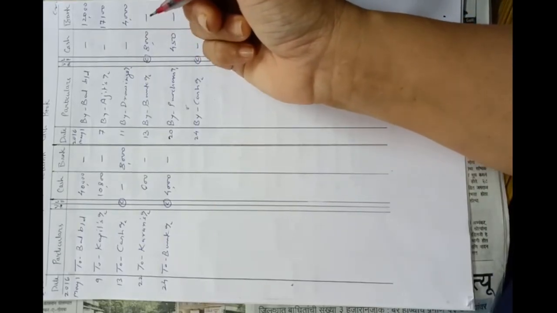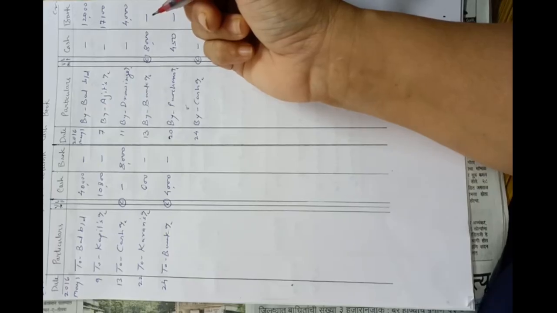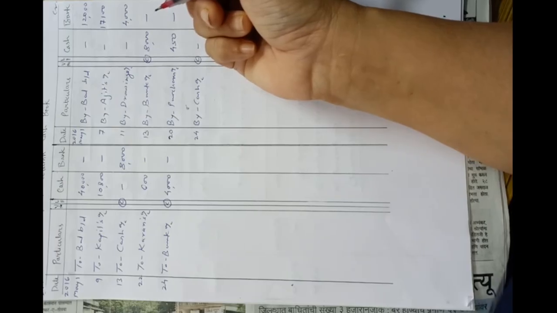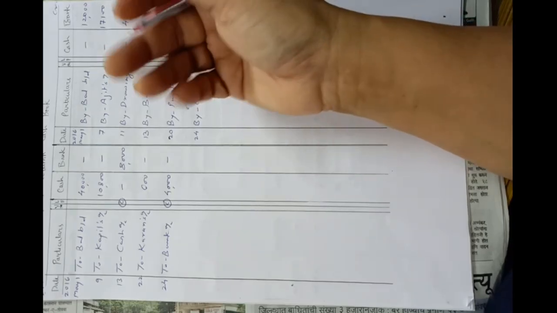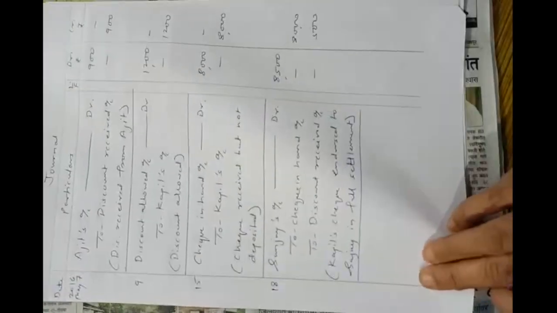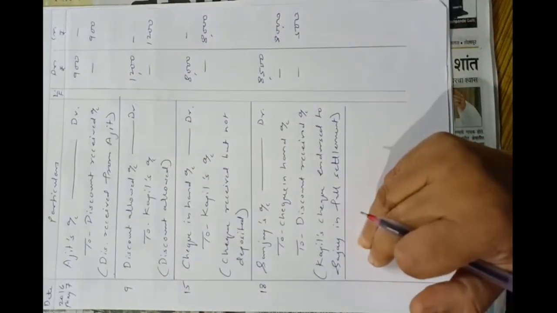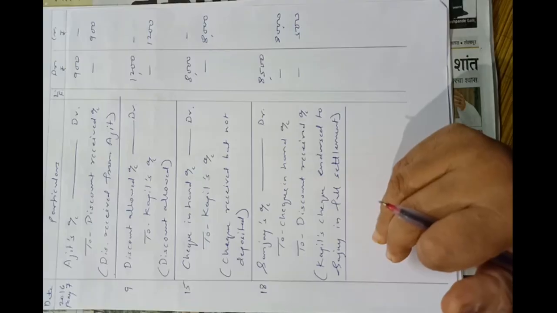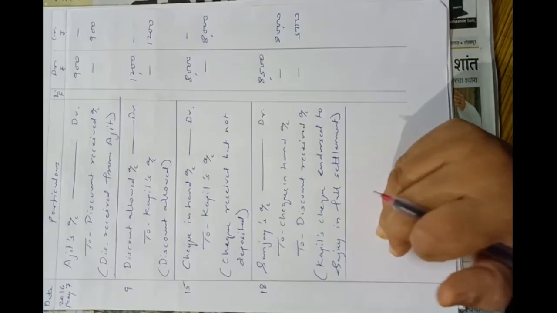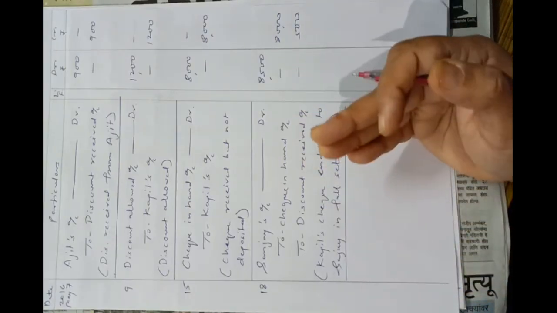Now 25th, received a check from Raj, rupees 3850 in full settlement of rupees 4000. Okay, so on 25th, we have received check but not yet deposited into bank. So we have to pass journal entry here. Let's pass the journal entry. We have received the check from Raj. Instead of rupees 4000, he has given check of rupees 3850. So 150 will be discount allowed to him because it is in full settlement.